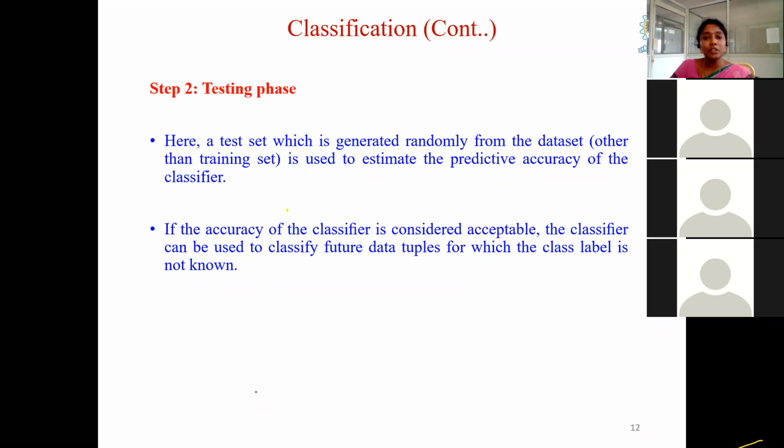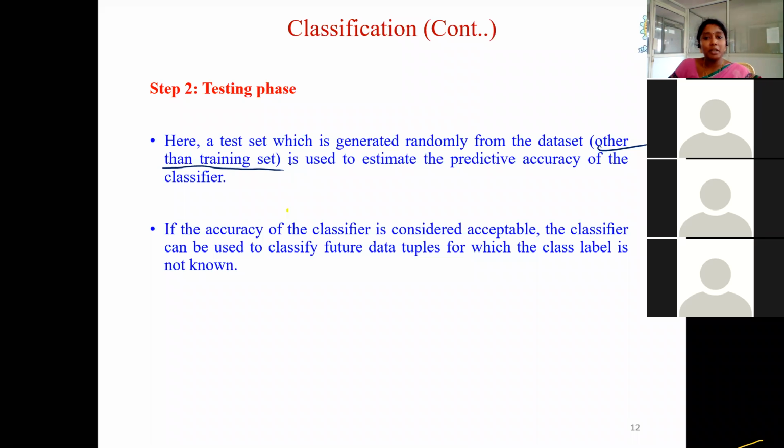So here a test set is generated randomly from the data set, other than the training set. Note this point: there should not be any common tuple between the training and testing data. So we have different training and testing sets. There should not be even one common tuple or one common observation between the training and testing sets.